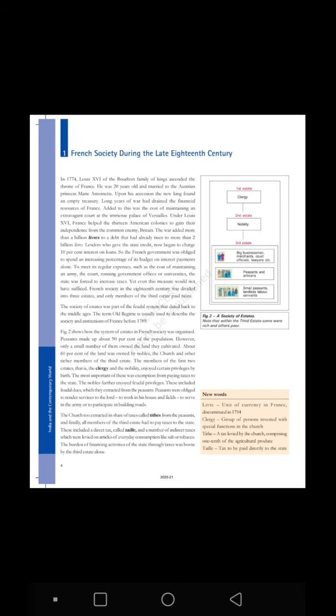Peasants were obliged to render services to the lord, to work in his house and fields, to serve in the army, or to participate in building roads. The church too extracted its share of taxes, called tithes, from the peasants, and finally all members of the third estate had to pay taxes to the state. These included a direct tax called taille and a number of indirect taxes which were levied on articles of everyday consumption like salt or tobacco. The burden of financing activities of the state through taxes was borne by the third estate alone.